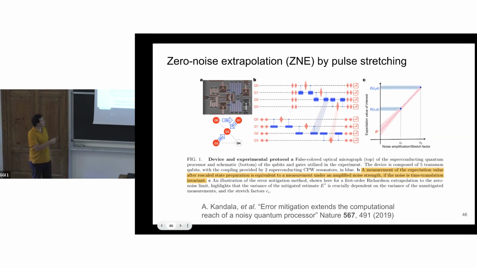This is a control knot. These are single qubit gates. It's implemented at the pulse level on the device, which is this superconducting device by IBM. And what they do, basically, they make the pulses longer. So you see that the same gates are applied, but on a longer time scale. They start from this noise level, they obtain a higher noise level, and then they extrapolate to the zero noise value.